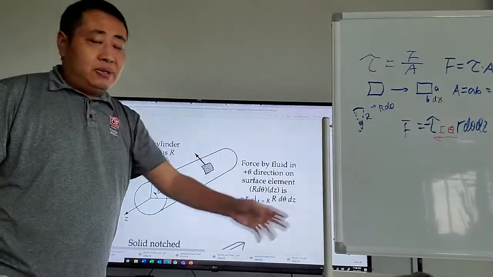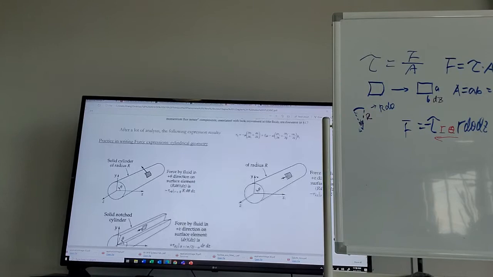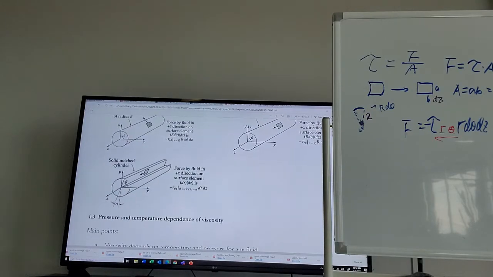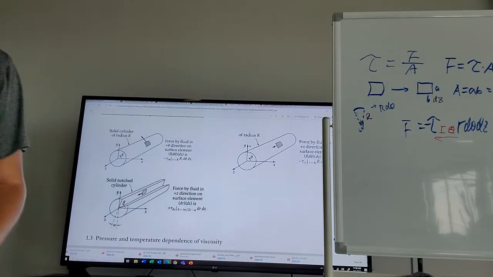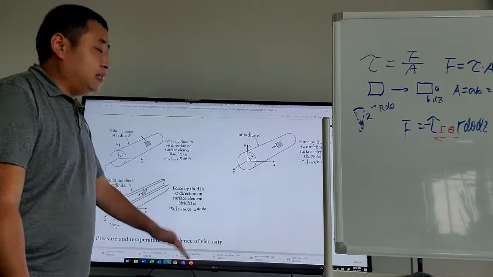So now I'll give you a couple of minutes to practice on your own. So there are two more, so please pick one. Okay, don't worry about the sign. So focus on the flow and the area.